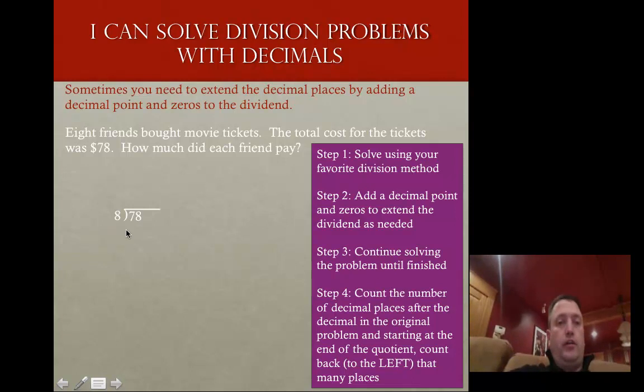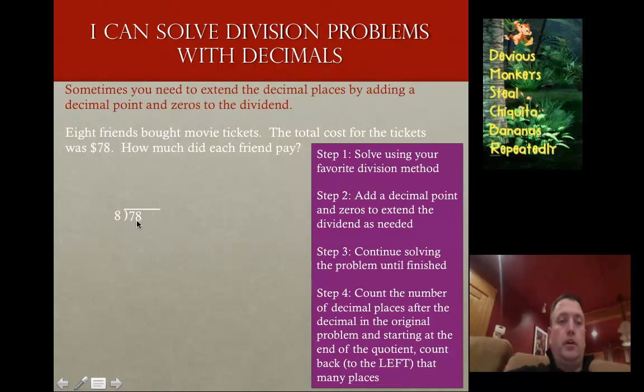First thing I need to look at is 8 going into 7 won't do it. I'm going to go into 78. 9 times, that's 72. I'm going to subtract. I get 6. Now, this is where we put that decimal point in.